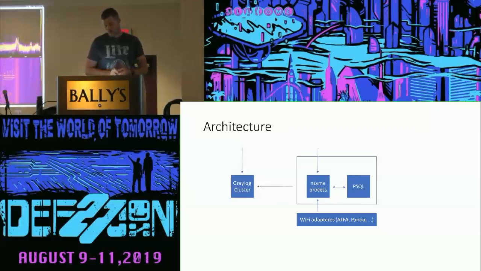Works fantastic with the standard Alpha adapters. I think it works great with the Panda 5 and the Panda 6. Those are going to work. You don't have to do anything as long as the interface is up. Nzyme is automatically going to put it into monitor mode, going to get a PCAP handle on top of it, and it's going to start reading the frames that are coming off the air. I'm going to show the configuration of this also in just a second.